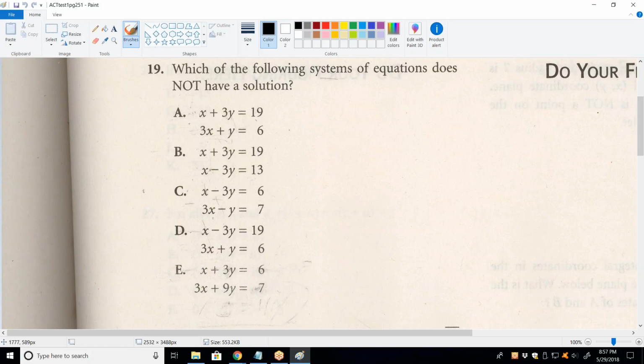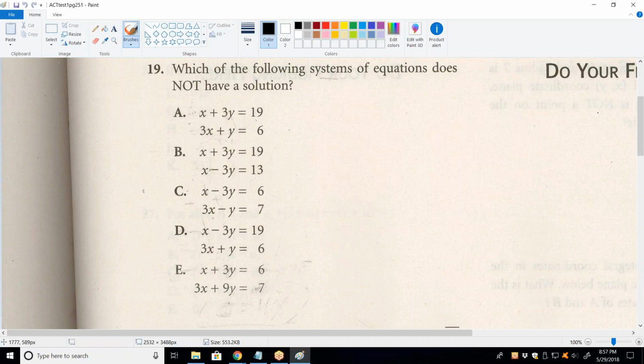Question 19. Which of the following systems of equations does not have a solution? What would be the hard way to do this? Try every single one. Solve every one of them, right? That's going to take forever. There's a better way to do it.